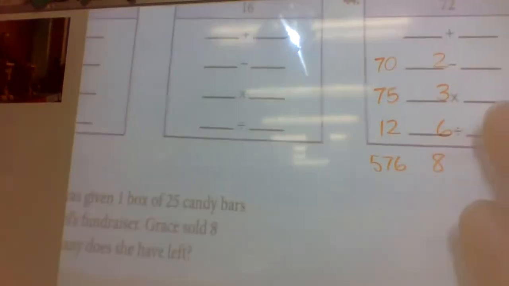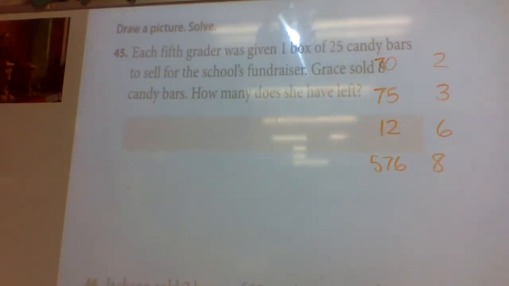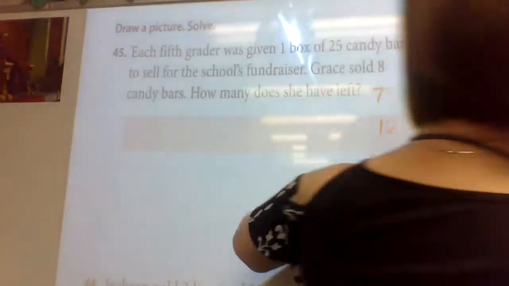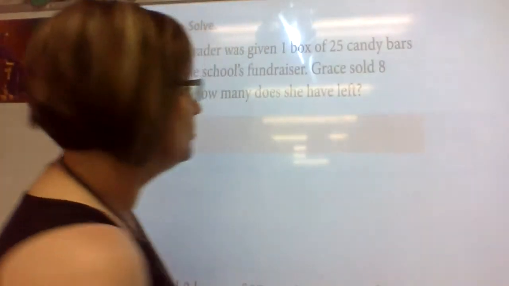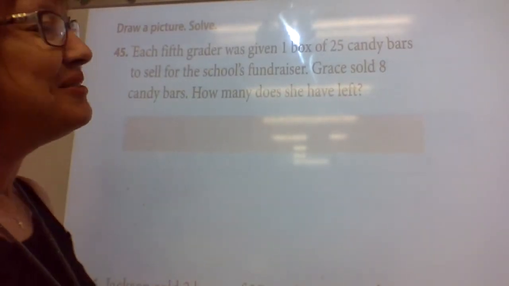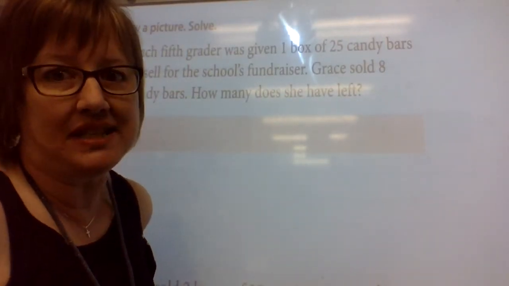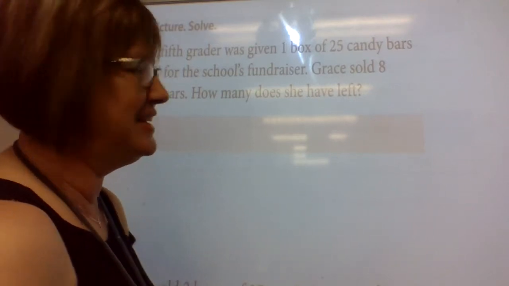Then we have 2 story problems. It says each 5th grader was given 1 box of 25 candy bars. Cool. To sell or buy them yourself. When I used to do this in school, I bought a bunch of them myself because I loved them and then I didn't have to sell them.